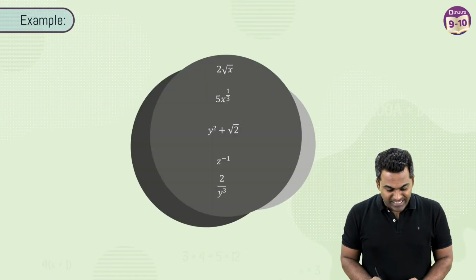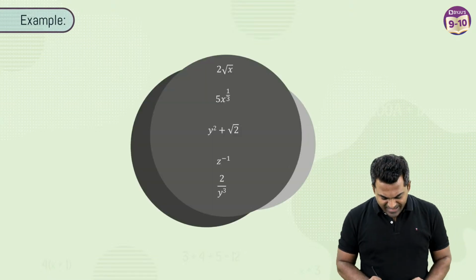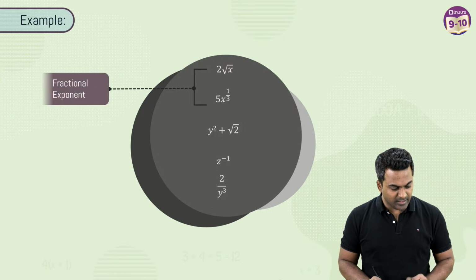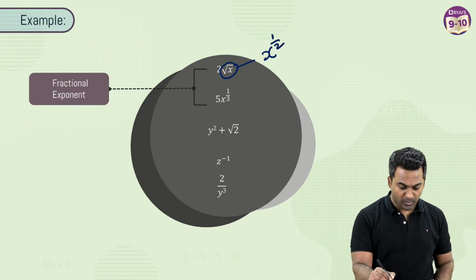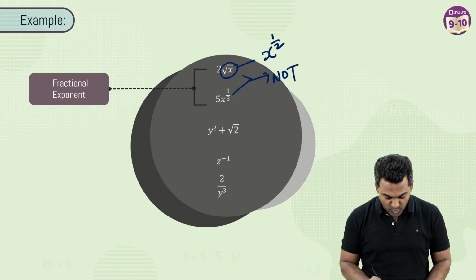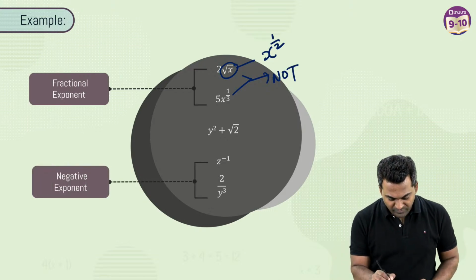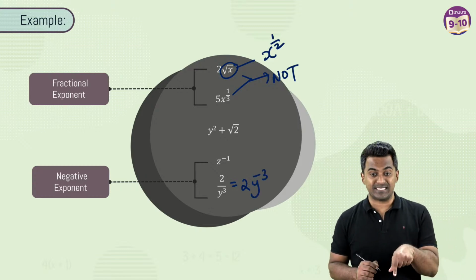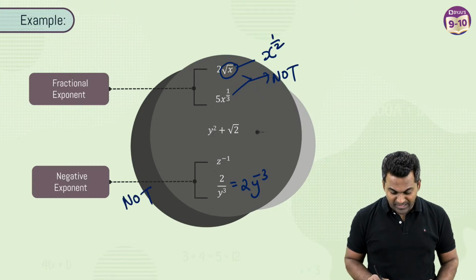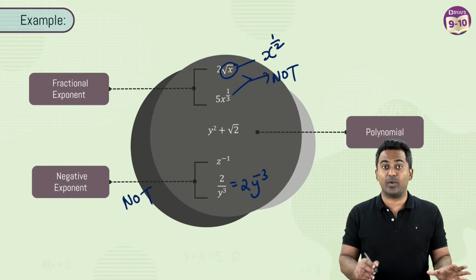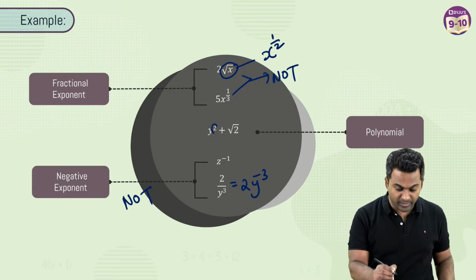Alright, so let's try to check some examples. Now if I have a look at the first two, as you can see here, the exponent, look, square root of x can be written like x to the power 1 by 2. So this is not going to be a polynomial. Both of these are not polynomial. I'll quickly go through the answers because I'm sure you guys know about it. And again, 2 divided by y power 3 can be written like 2y to the power minus 3, right? So that's the reason why this is again not going to be a polynomial. But the middle one here, yes, this is definitely going to be a polynomial because the power of y here is 2.